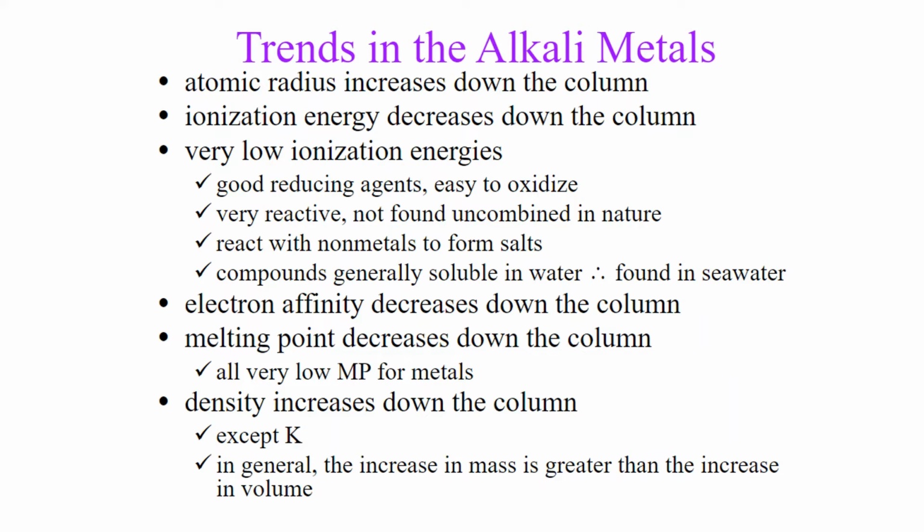If you look at the second tick, very reactive, not found uncombined in nature. It reacts with non-metals to form salts. These are ionic compounds, generally soluble in water, found in seawater, for example, sodium chloride. Melting point decreases down a group. We explained why: because the electron is further away from the nucleus, you need less heat energy. All very low melting points for metals. And the density increases down the column, except potassium. In general, the increase in mass is greater than the increase in volume.